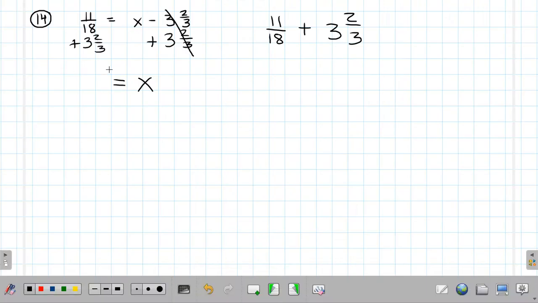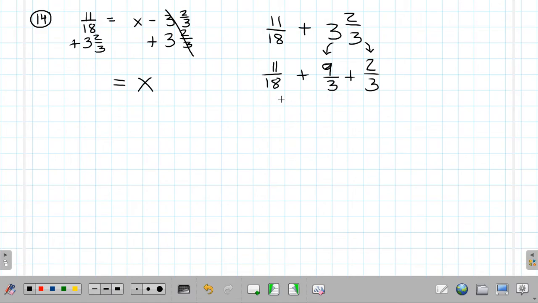But with that being said, like I said, it's going to be hard to do it. So once again, technically the way we would do this is 11/18 plus 3 2/3, which is 9/3 plus 2/3. So technically you're adding 3 different fractions here if you write it like this. Once again, the 3 is the 9/3. The 2/3 is just the 2/3 there.